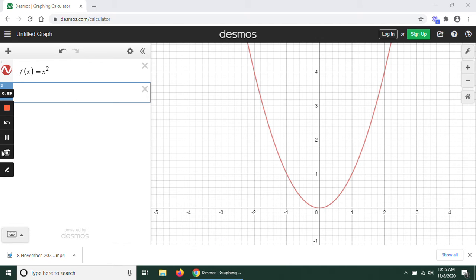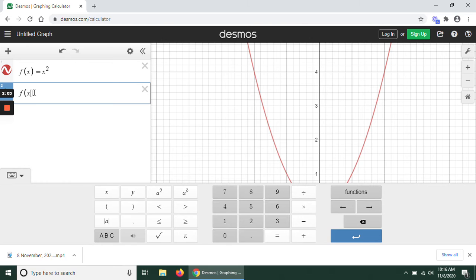Now here we have the parent function f of x is equal to x squared. That is our parent function. Now I'm going to show you what happens if I add a number, or a positive number, to this function. Our parent function is f of x is equal to x squared. So we're going to add a positive number to our function x squared. Let's see what will happen.